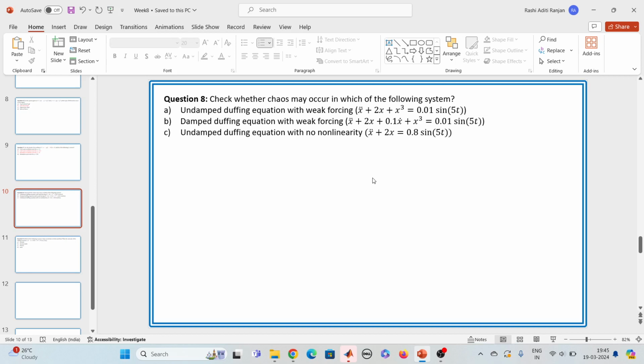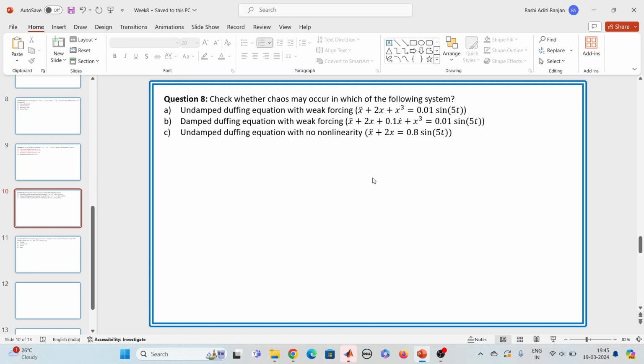In the third case, I have an undamped oscillator with no nonlinearity. In this option C, this equation is actually not even nonlinear, right? It is written also with no nonlinearity. So this is going to have an oscillation which would have components of both the natural frequency and the forcing frequency as well. Okay. So I would not like to take this question.